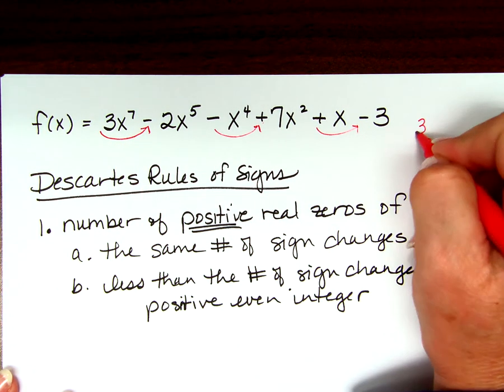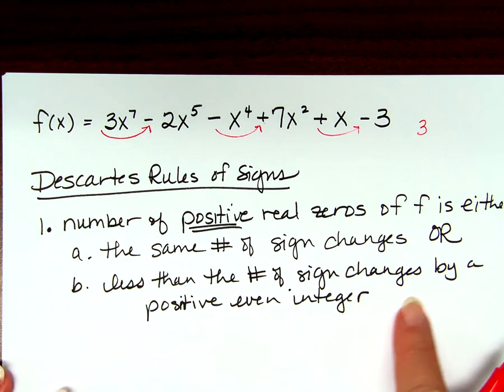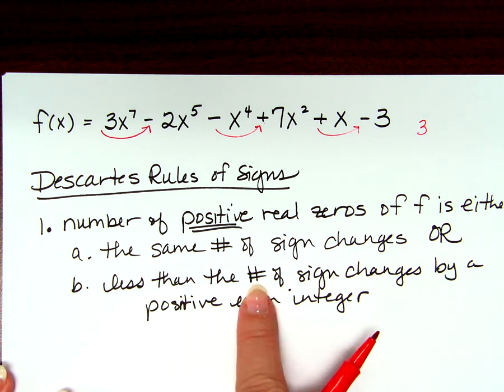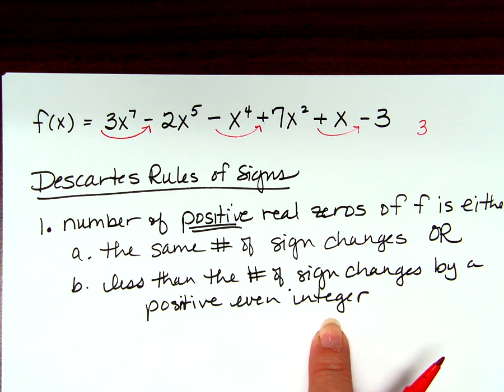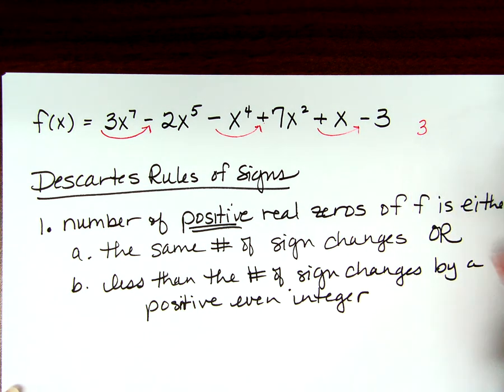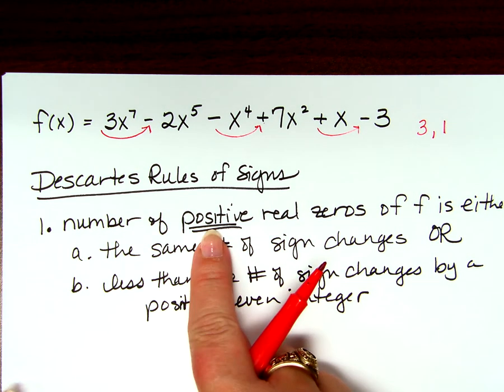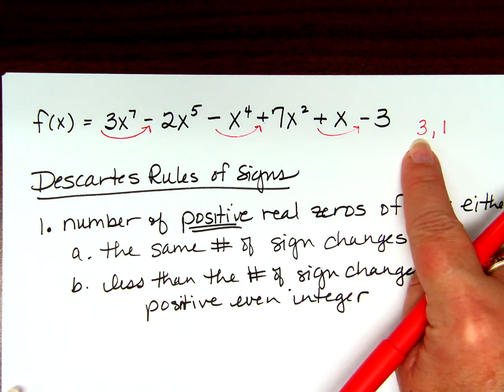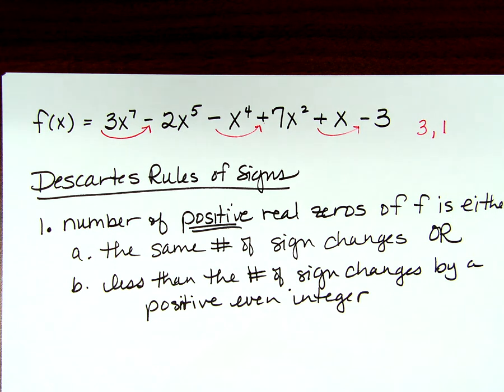So how many sign changes are there? 3. Or less than that by a positive even integer. What's the most popular positive even integer? 2. Yeah, 2. So what's 2 less than 3? So the number of positive real zeros is either 3 or 1. Does that make sense?